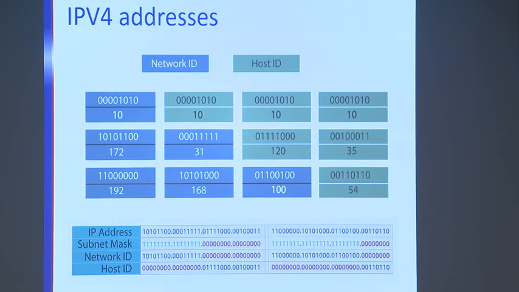So when we take a look at any addresses, we're going to get the IP address, the subnet mask, the network ID, which is what's my network address, and the host ID. So they're just showing you that in binary, which you don't need to know.